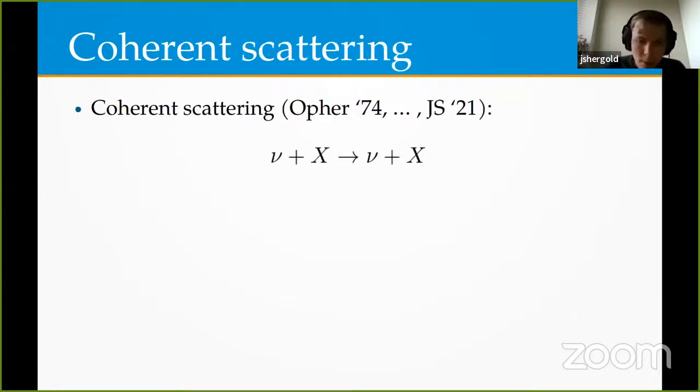Okay, so coherent scattering. What is coherent scattering? It's where you take some neutrino, you scatter it on some target X. This is typically a neutral current interaction, which gives you the same target in the final state plus the neutrino, just with ever so slightly different energies.